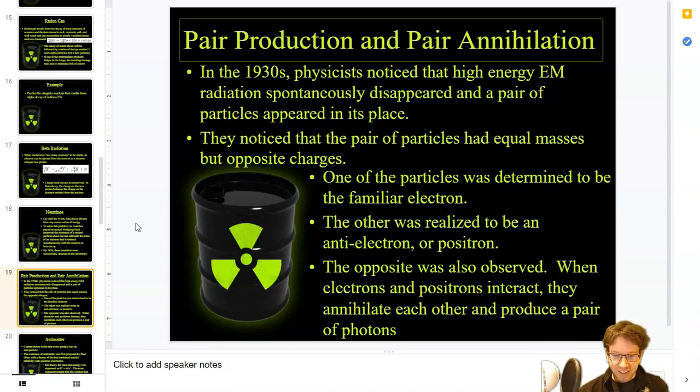Now the interesting thing about this pair was one was an electron, and one was another particle identical in mass, but with the opposite charge. So they called this the anti-electron, which is now known as the positron. So this is where antimatter comes from.